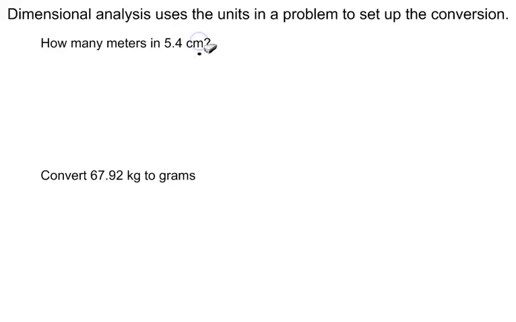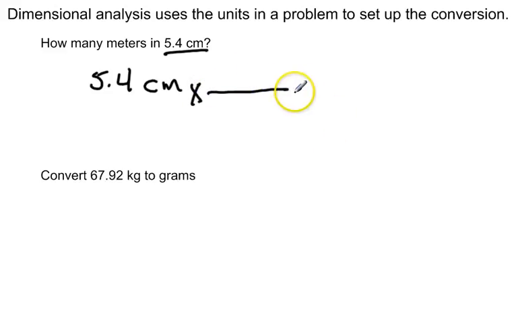Let me erase this. One of the things that I see students getting wrong right at the beginning is they wonder what to start with. Let me tell you that you need to start with the number that's given to you in the problem. The number in this case is 5.4 centimeters. So I'm going to set up a dimensional analysis problem. We're going to say 5.4 centimeters before we do anything else. Then we write a multiplication sign, and then this is part of a fraction. That's the fraction line.